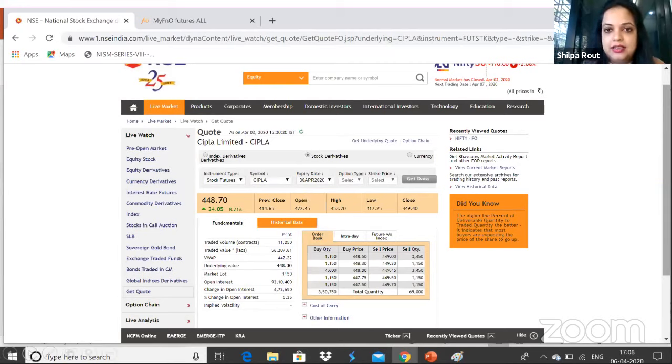So where do you see this change in open interest? How will you know if OI is rising, positive, or negative? It is very clearly here, if you can see. This percentage change in open interest is 5.35, which means that the OI is positive.